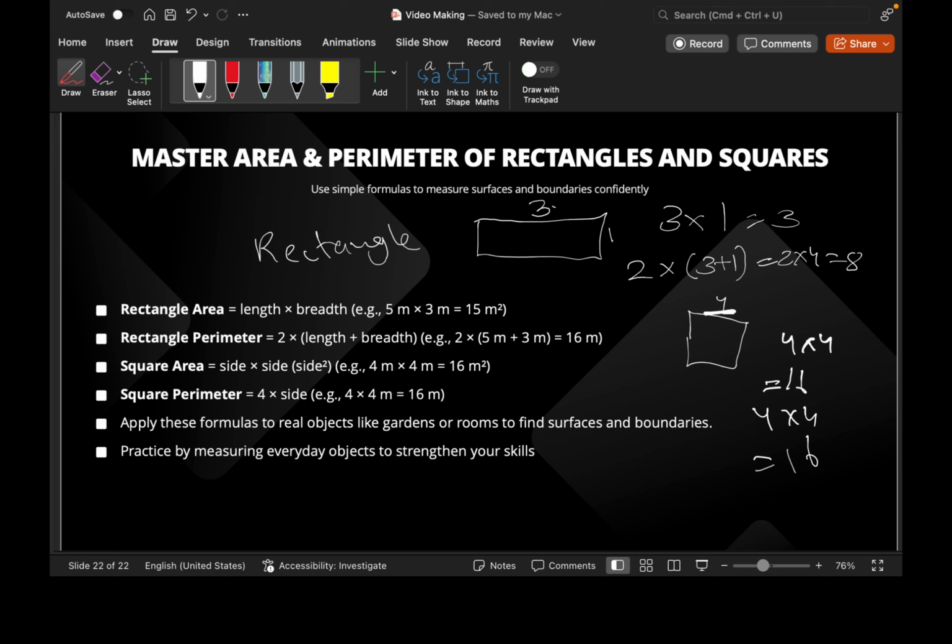You can apply these formulas to real objects like gardens or rooms to find surfaces and boundaries. They'll ask you to do this in your exam, and I suggest this is something you practice every day, and you can just do it by measuring objects like squares and rectangles, or faces of squares and rectangles in any object that you have.